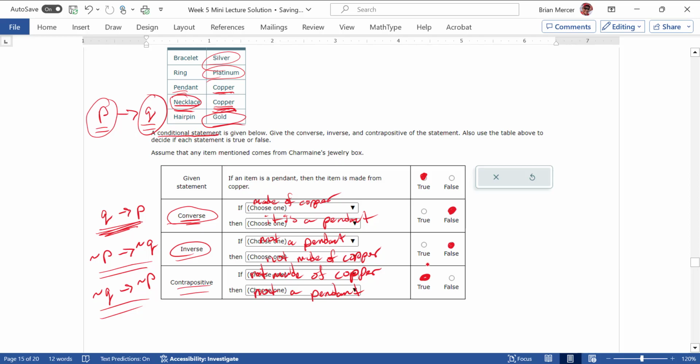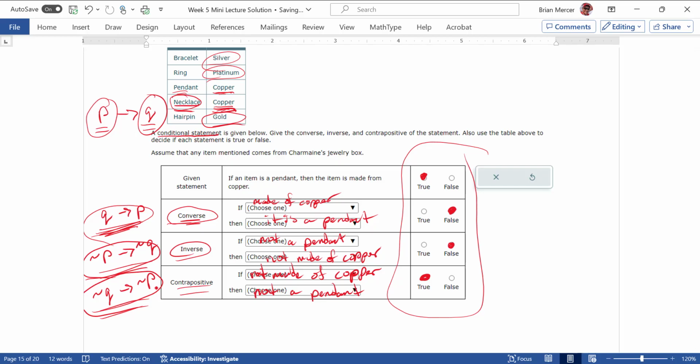So as you do these, they're going to twist them all around. The truth values may vary as you look at them, but as far as how you build these, they all follow that same pattern in terms of those being the definitions. Converse is reverse order. Inverse is keep the same order but negate both pieces. Contrapositive is reverse and negate.